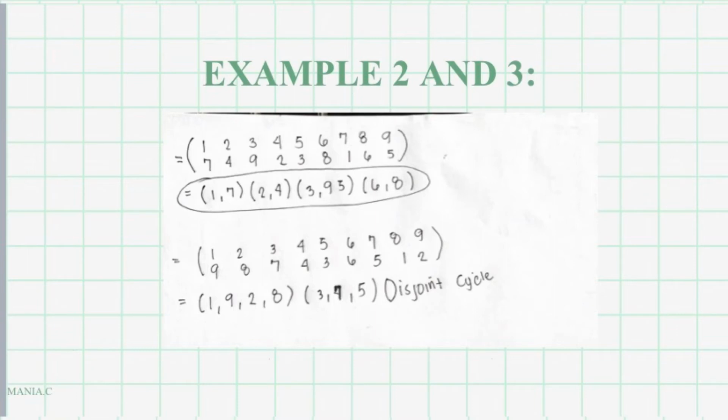Deal with numbers 1, 2, 3, 4, 5. So makita ra na diha. So the next number is 6. So 6 ang next number. So 6 maps to 8, no? And 8 maps to 6.